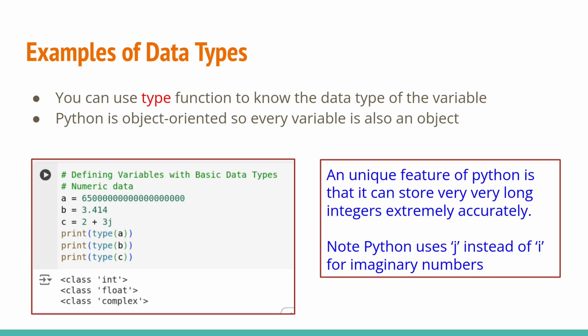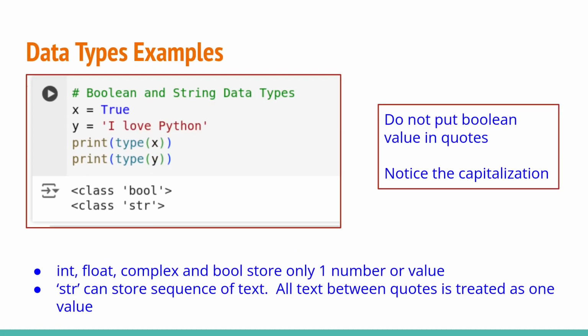You can just imagine how long those integers are going to be. The other thing to keep in mind is when you do complex calculations, Python uses j instead of i. J is very common in electrical engineering to define an imaginary number, whereas i is used more commonly in mathematics and in other disciplines to define an imaginary number. So just keep those two things in mind as we talk about data types.